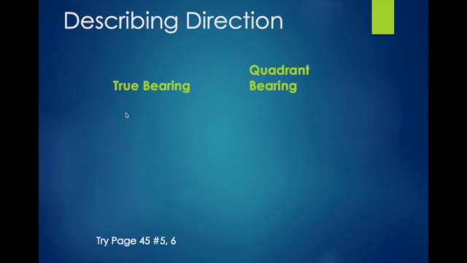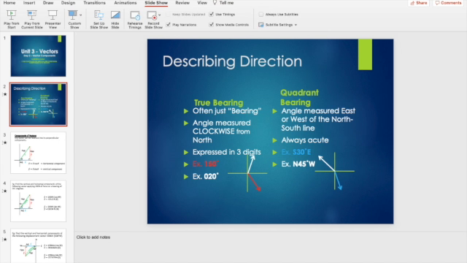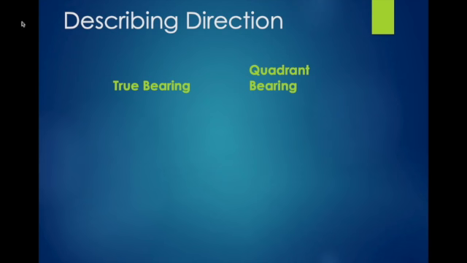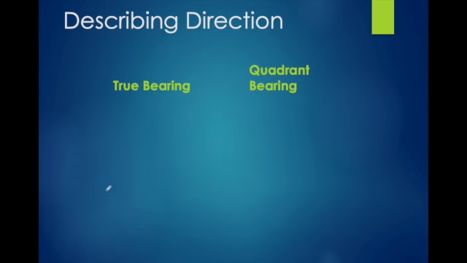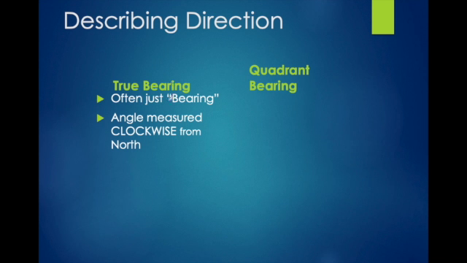When we're describing direction, you're going to do that in homework tonight. There is something that we call a true bearing and something that we call a quadrant bearing. A true bearing is often just called a bearing, at a bearing of whatever it is, 40 degrees. It is an angle measured clockwise from north.